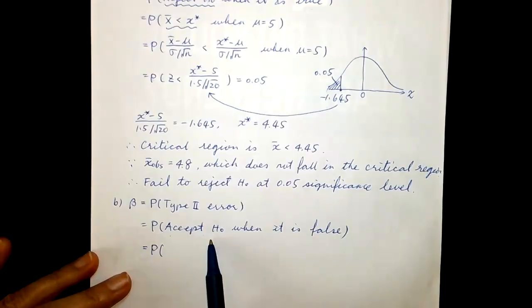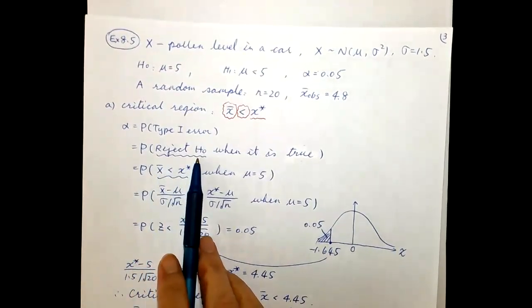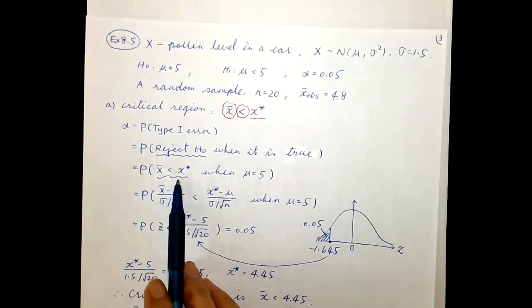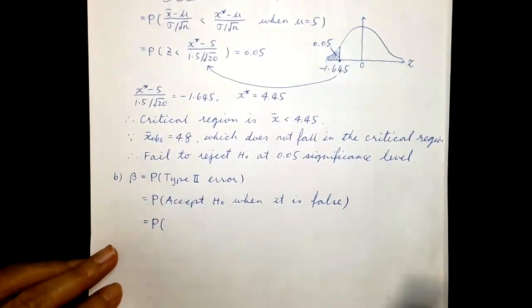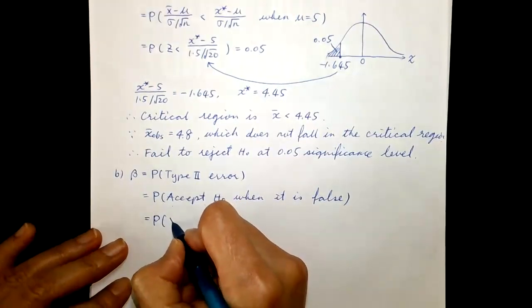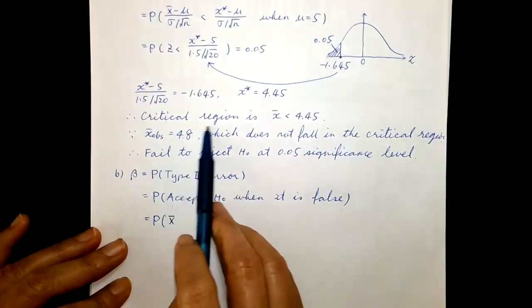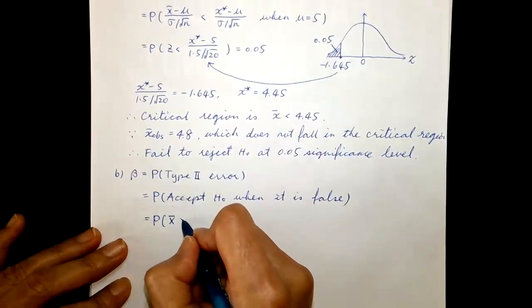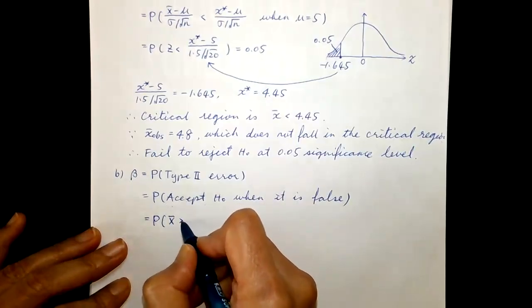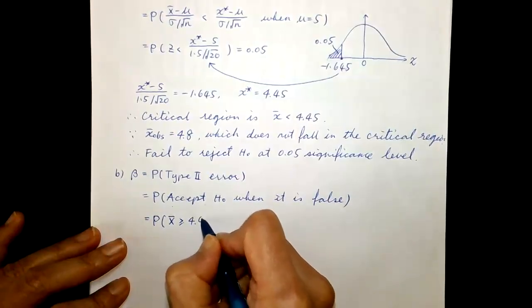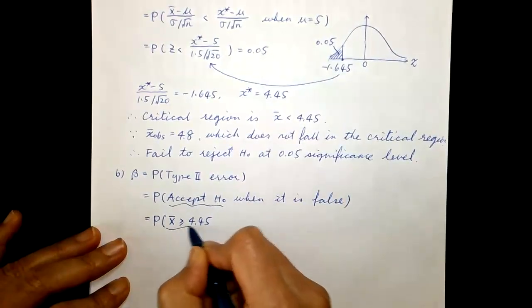What happens to make you accept H naught? What happens for you to reject H naught? To reject H naught, we write the critical region. So now, to accept H naught, we write the opposite of critical region, right? You write the acceptance region. Critical region is this, so acceptance region is the complement. You can use greater or greater than or equal to.